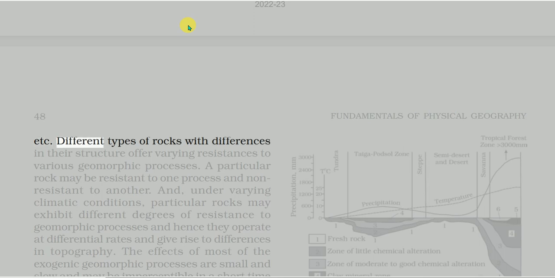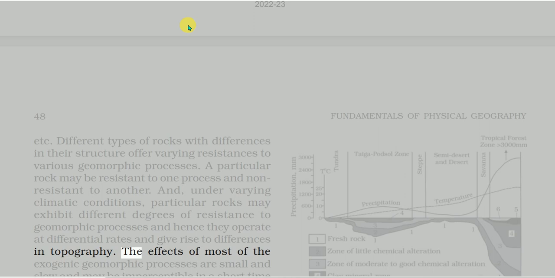Different types of rocks with differences in their structure offer varying resistances to various geomorphic processes. A particular rock may be resistant to one process and non-resistant to another. And, under varying climatic conditions, particular rocks may exhibit different degrees of resistance to geomorphic processes and hence they operate at differential rates and give rise to differences in topography.